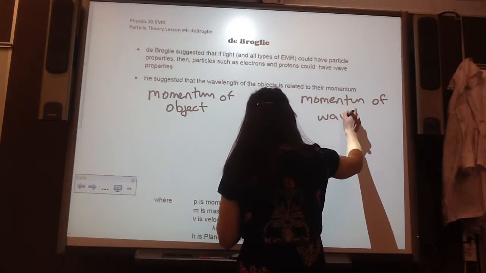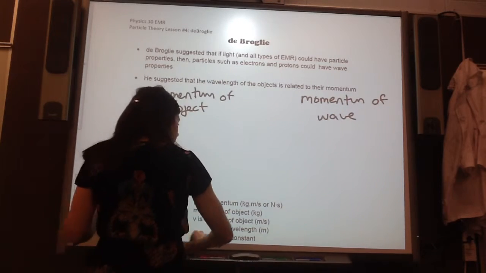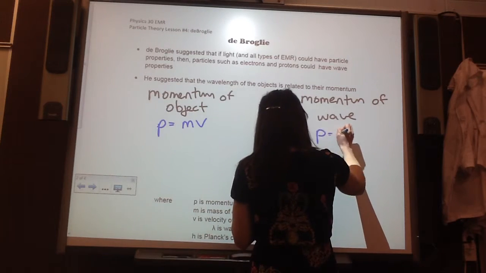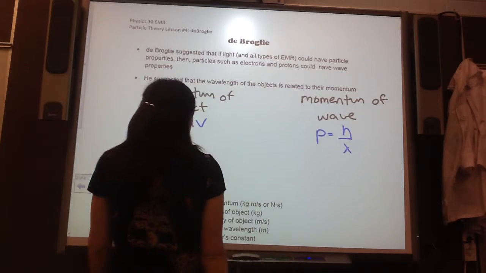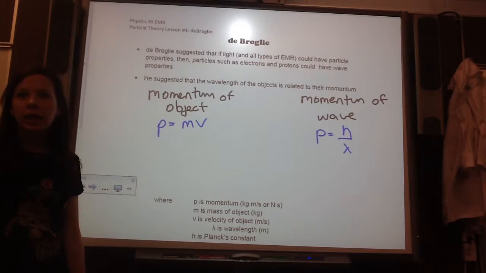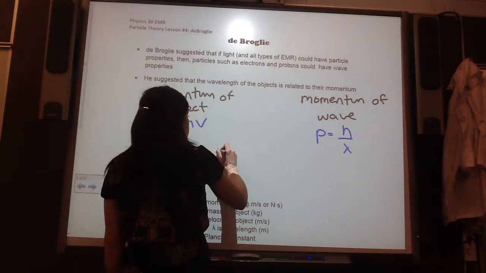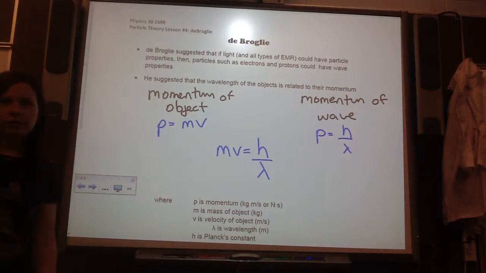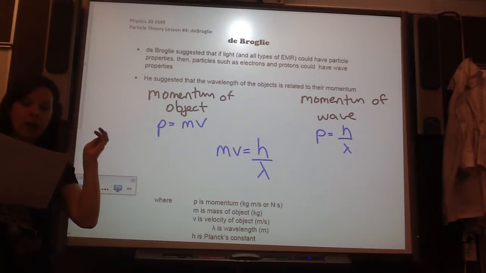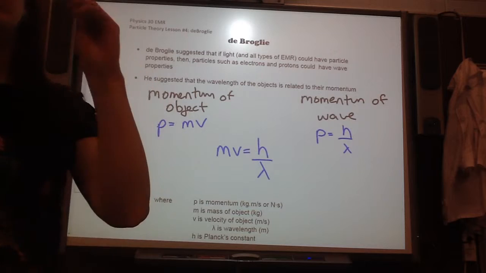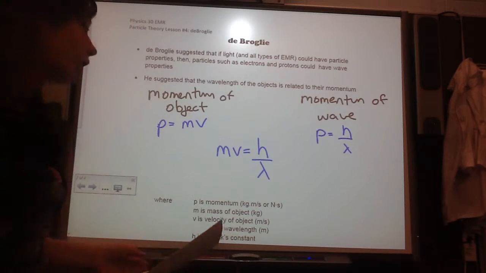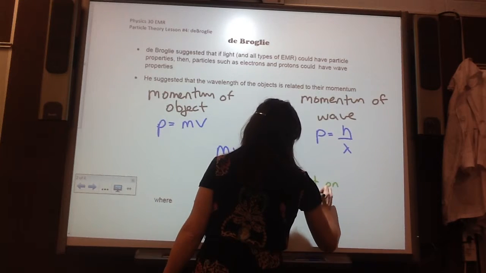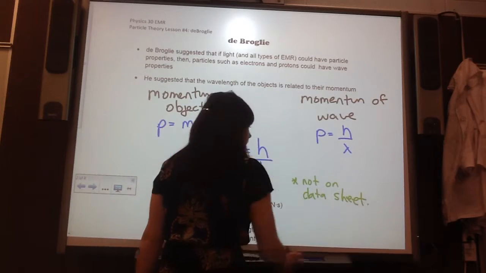So we'll look at the momentum of a wave. So momentum of an object is p equals m times v. And momentum of a wave is p equals h over lambda. So if both of these are equal to p, and we can say that this object has wave properties, we're going to equate these formulas to each other. Mind blown, right? Now, note, this formula is not on your data sheet. It's a formula that you need to derive.